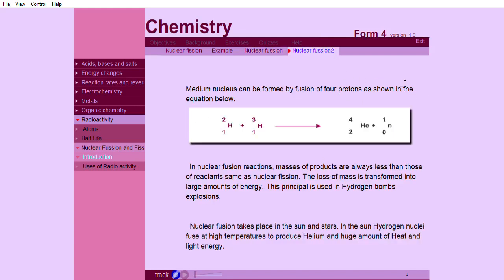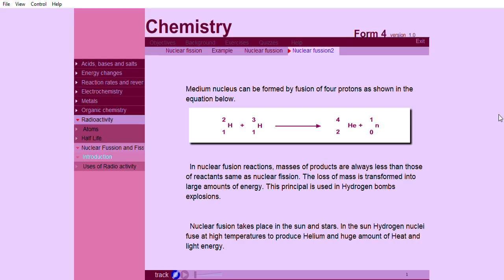A medium nucleus can be formed by fusion of 4 protons as shown in the equation below. In nuclear fusion reactions, masses of products are always less than those of reactants, same as nuclear fission. The loss of mass is transformed into large amounts of energy. This principle is used in hydrogen bomb explosions.